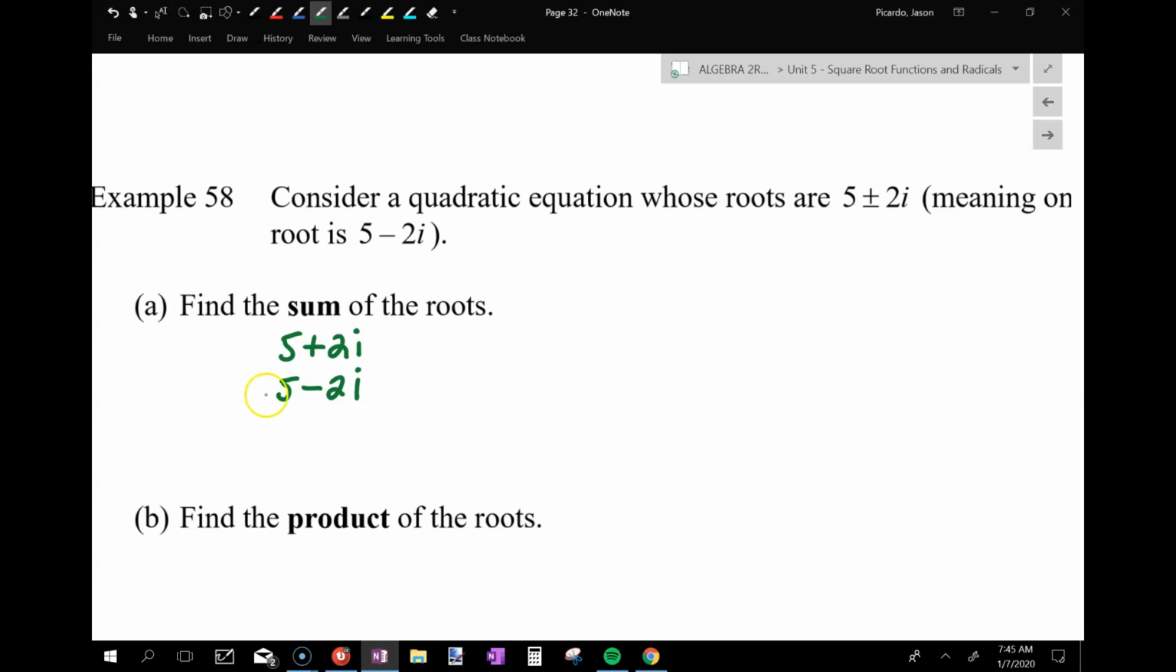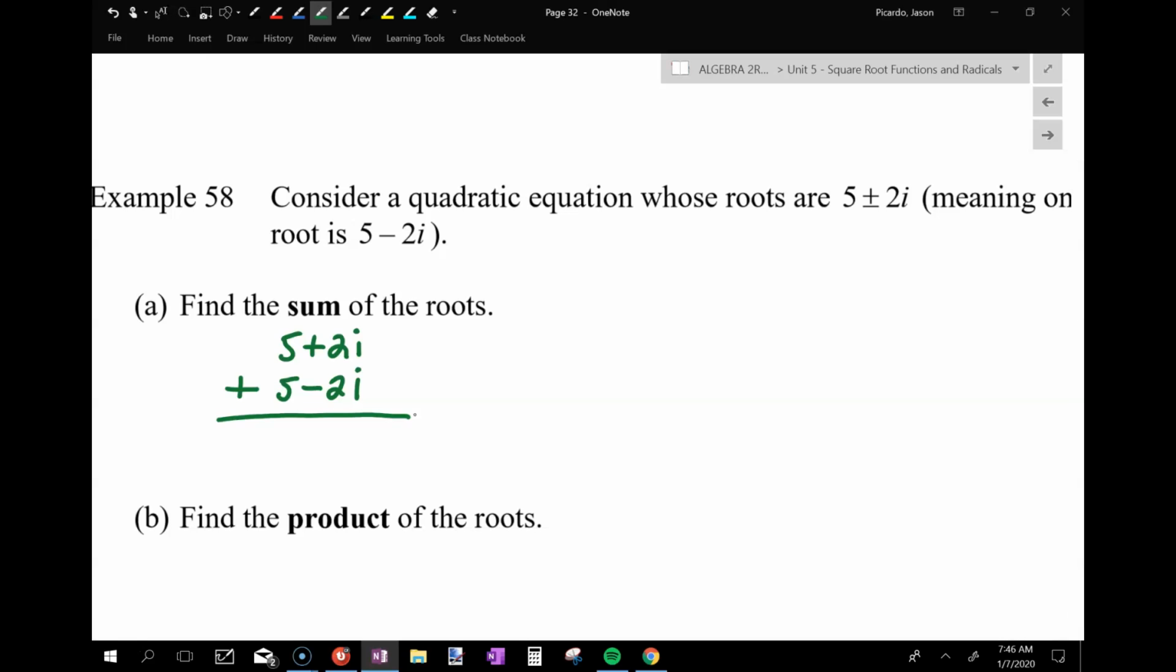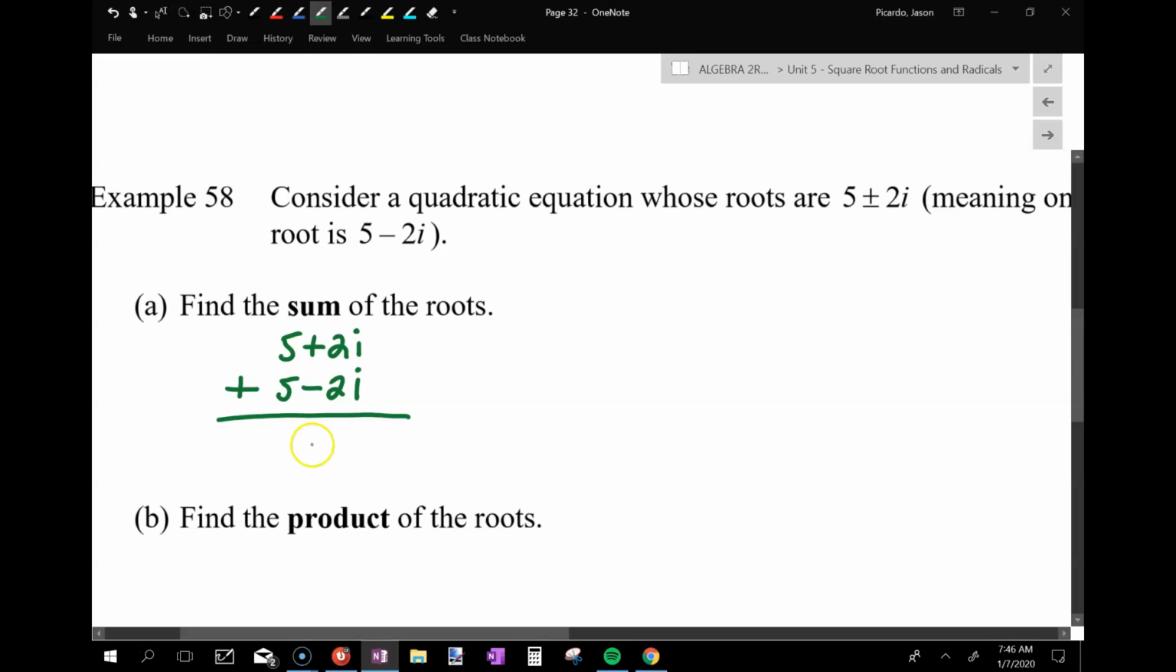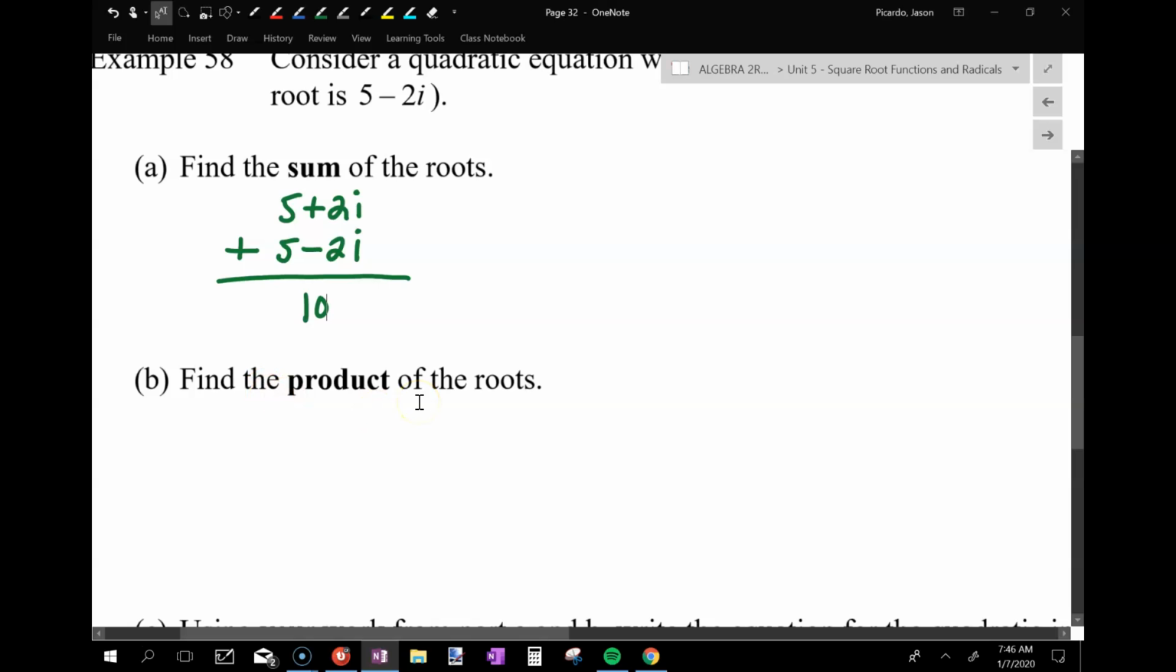That's what that plus or minus means. You guys agree with that? Because if I add these two things together, what do I get? 10. Right? Because what happens with the positive 2i and the negative 2i? They cancel out. Right? Now I want to find the product of these 2 roots. So that means I want to do this.